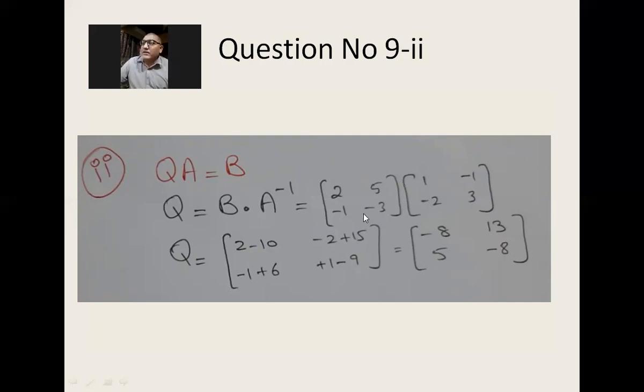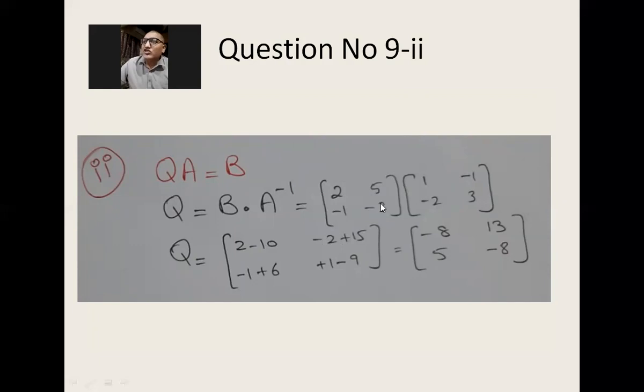So simply multiply these two matrices. You see, from here I will take the row, from here I will take the column. So the first member multiply with the first, second member multiply with the second. So you will have here 2 minus 10. Then this first row will multiply with the second column. So this first member multiply with the first member, plus this second member multiply with the second member. So here you will have minus 2 plus 15.